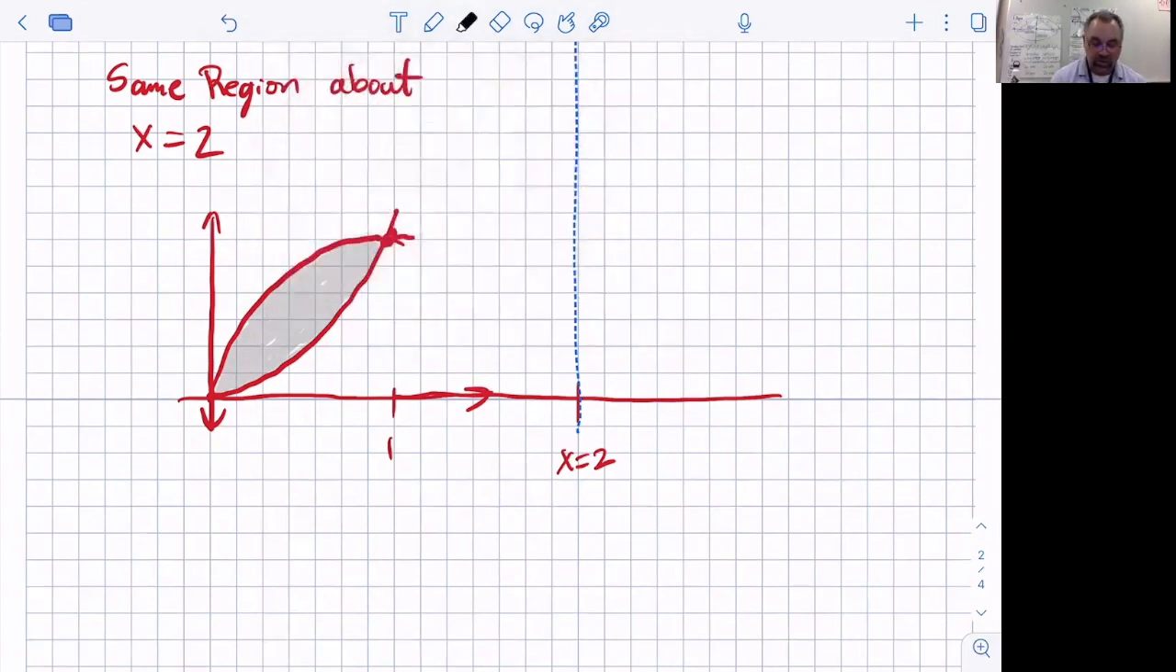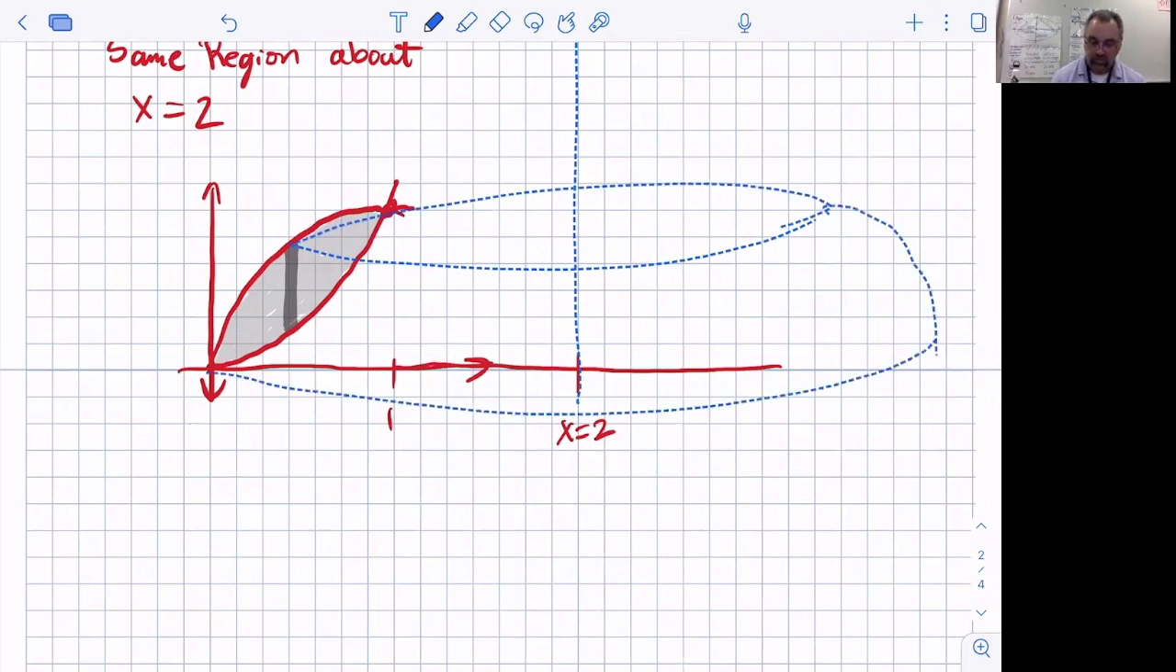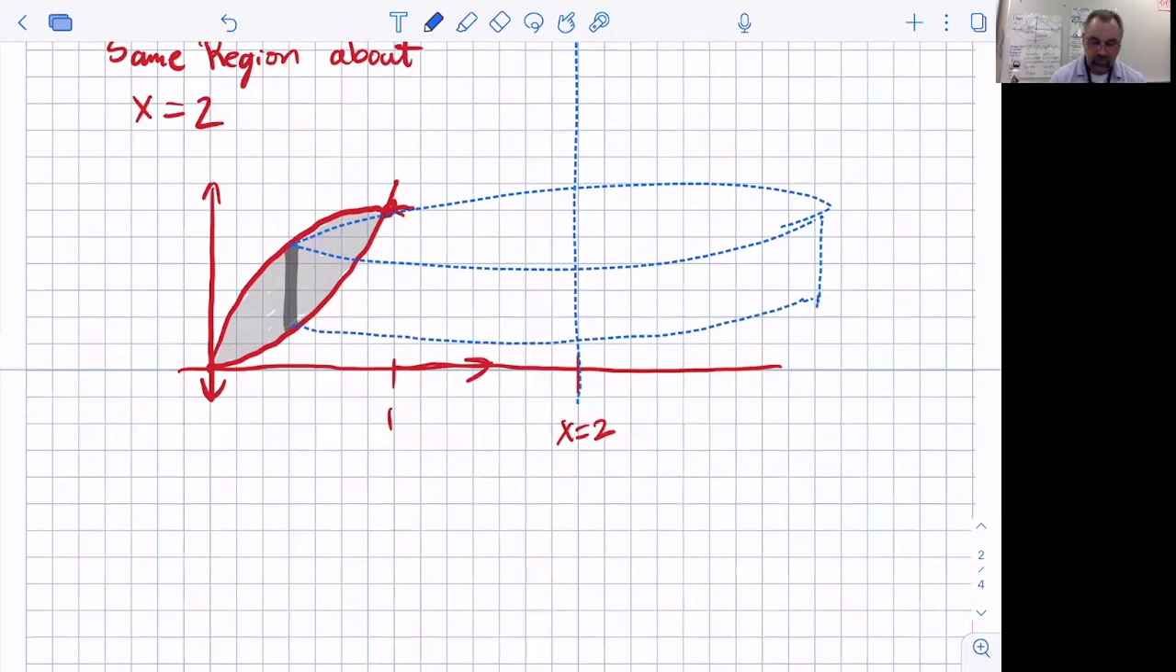What is going to change is when I take a look at my representative rectangle and I think about the shell it's going to make now, which could be massive, right? It's going to go this way. Oh, I was actually drawing the wrong thing there, wasn't I? Sorry. I meant to draw just the shell first. And so let's talk through all the same things.